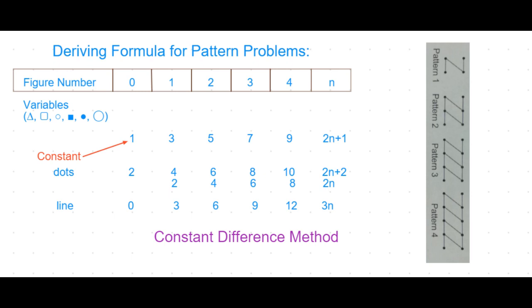The difference between pattern 1 and 2, the increase in the number of dots or number of lines or any variable, if it is a constant, we use this constant difference method. In this type of problems, even if the figure number is a very big number, we straight away apply the formula and find out. We'll be seeing another tutorial soon for the triangular method and the square method, which are for different types of patterns.